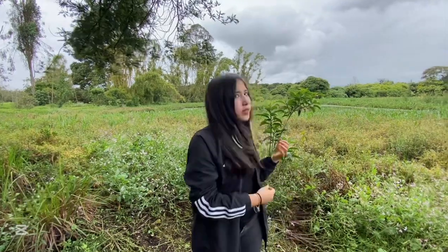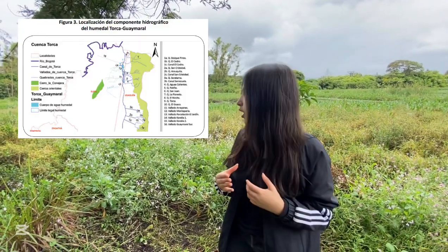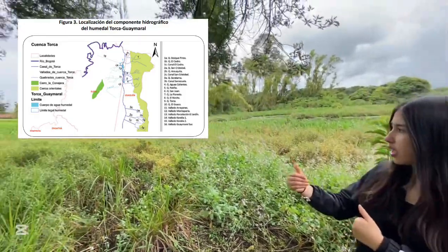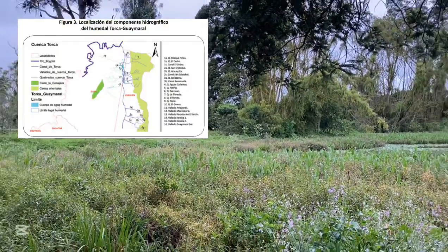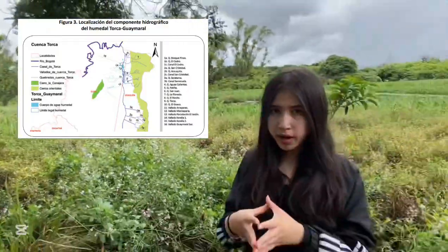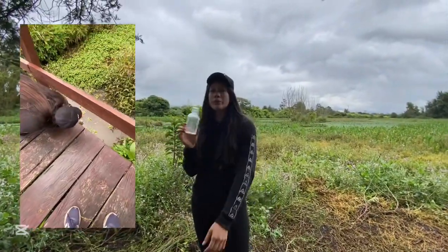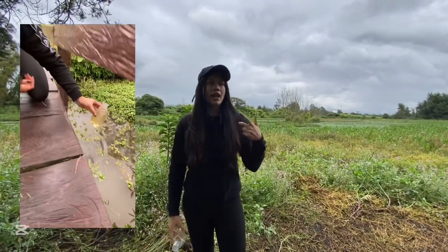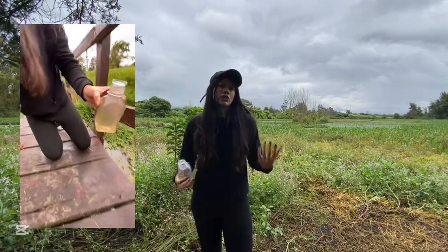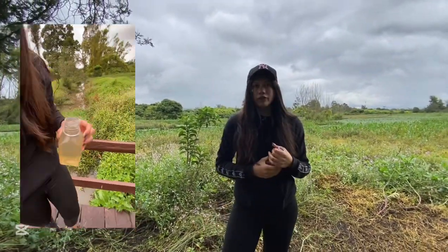So one of the important things to highlight about this wetland is that it is divided into parts. It has a fragmentation in its ecosystem by the highway, by the Autopista Norte, and it divides into Guaymaral wetland and Torca wetland. We are going to collect a little bit of water in order to measure the pH, the conductivity, and also the temperature of the water to analyze maybe the environmental impact on this wetland.